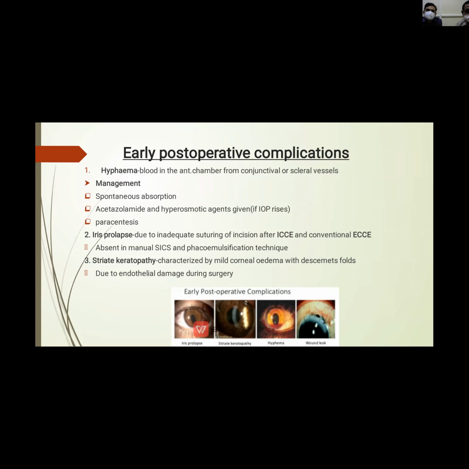Striate keratopathy, how do you manage striate keratopathy? In mild conditions, it will disappear spontaneously. Very good. In moderate conditions, we will use hypertonic saline drops along with steroids. There are certain grades of striate keratopathy. If the cornea has gone for a corneal decompensation, there's grade 4 striate keratopathy. In such conditions, we may require a penetrating keratoplasty. Otherwise, the patient will not have any vision. Okay, next.